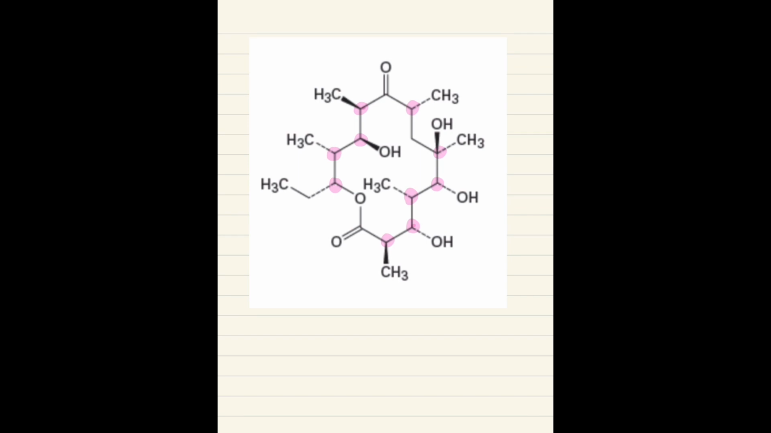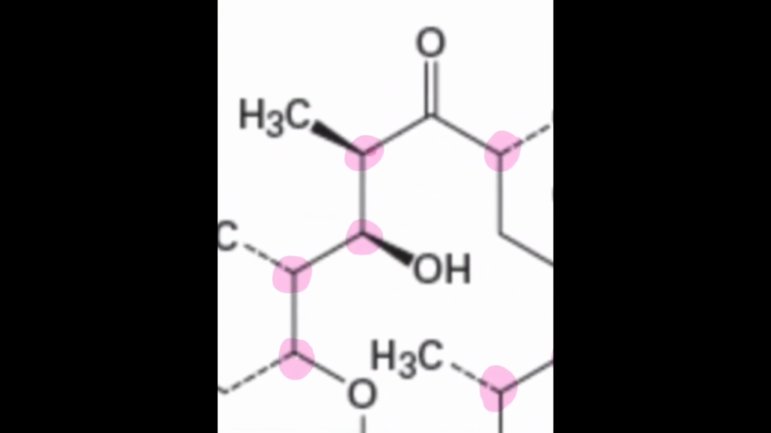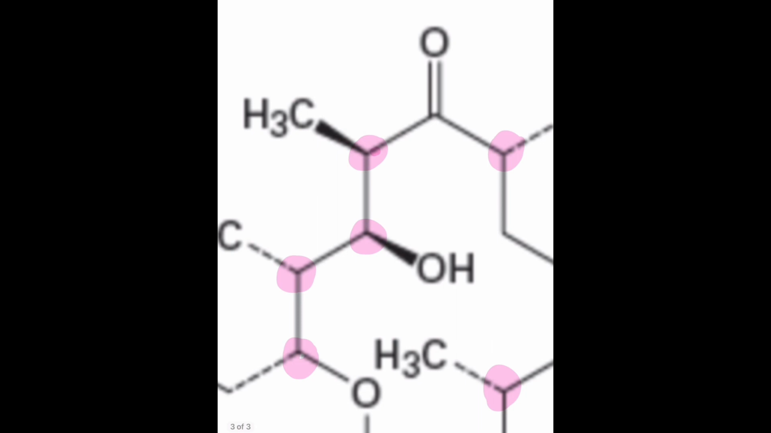All right, I hope we all got the same thing, but let's go over them. So let's start with this carbon. We have the methyl group attached. We have all of this. We have this. And we have a hydrogen. It's sp3, 4 different things, chiral.